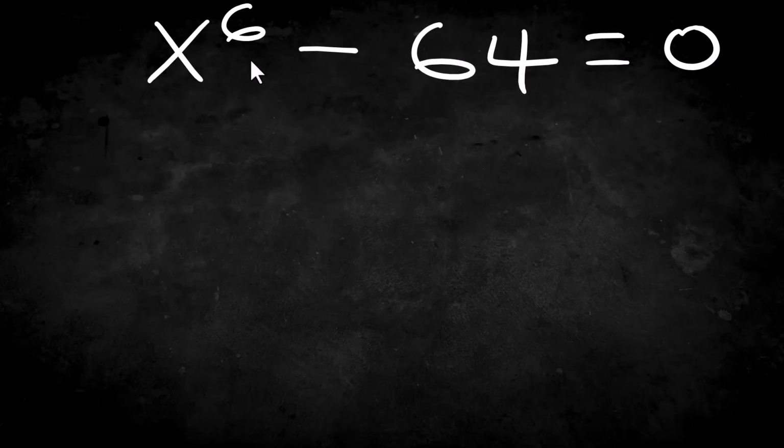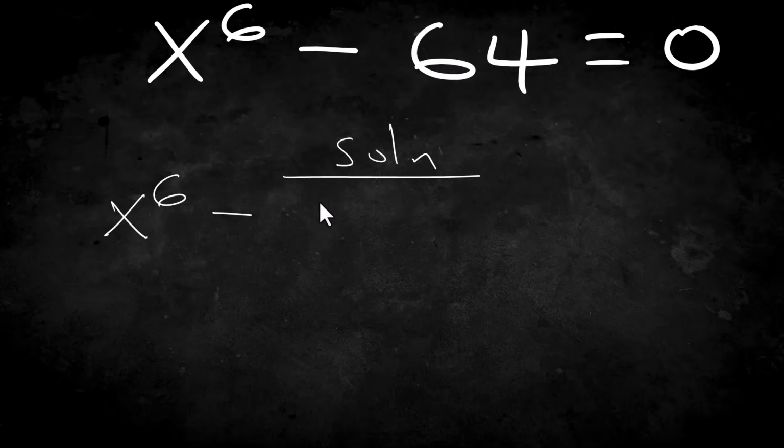Alright, let's provide the solution to this question. So we have x raised to 6 minus 64 equals 0. So x raised to 6 means that we are expected to get 6 solutions. Now let's get started. Solution: we are given x to the power 6 minus 64 equals 0.